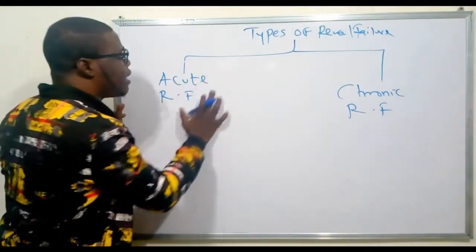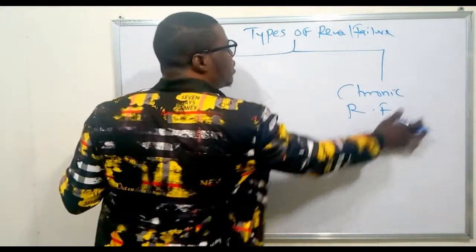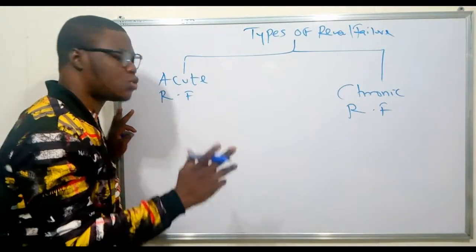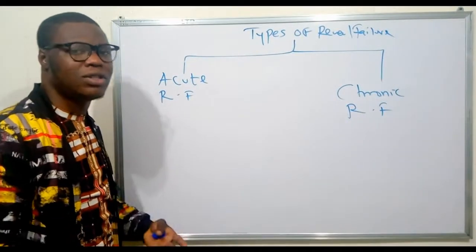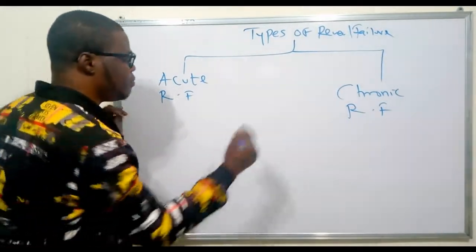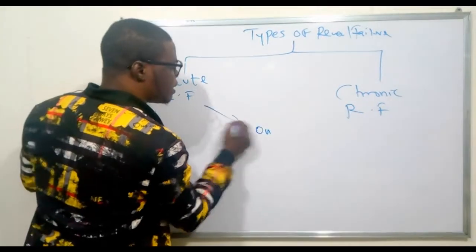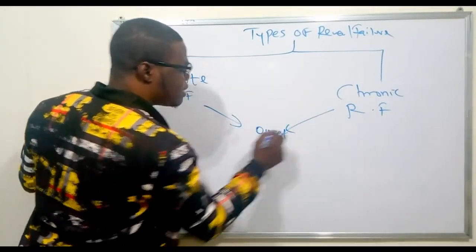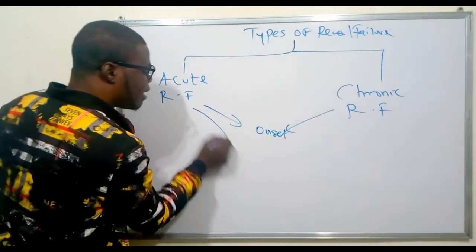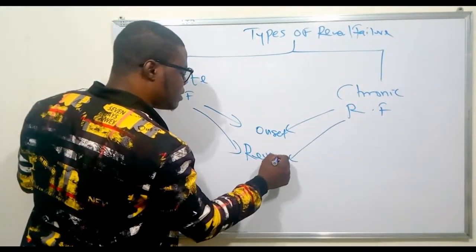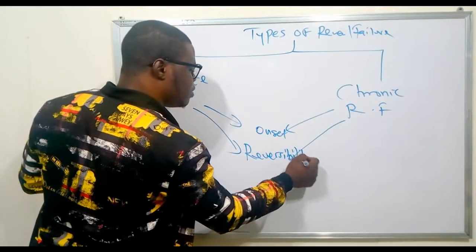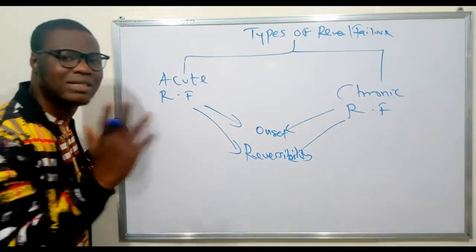We define acute renal failure and chronic renal failure based on two criteria. The first one is based on the onset of the disease. And the second one is based on the reversibility of the disease. So what is the meaning of that?